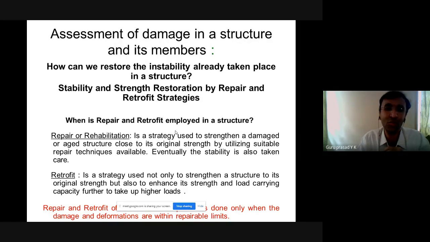So in that case, what do I need to do? I need to go for repair and rehabilitation measures. In that case, I want to bring that particular load carrying capacity of the column equivalent to the concrete of M40, which should have been. In that case, I go for repair measure.